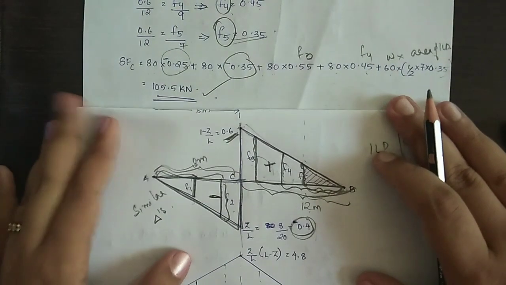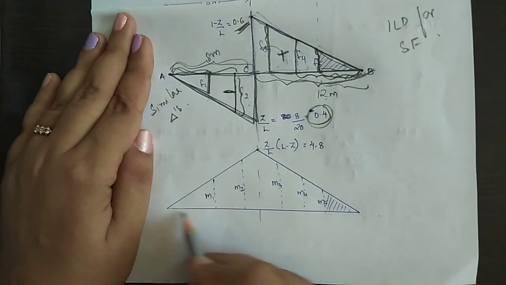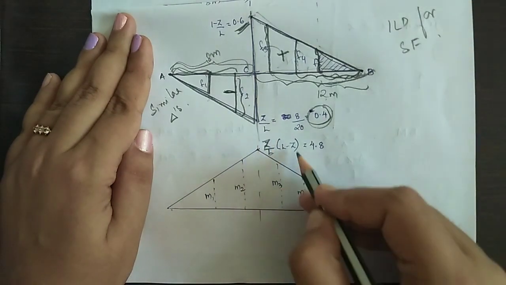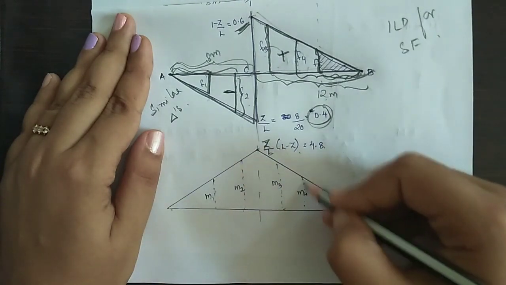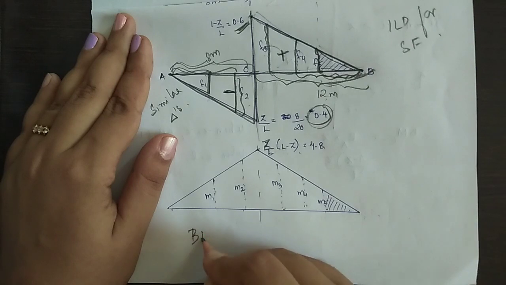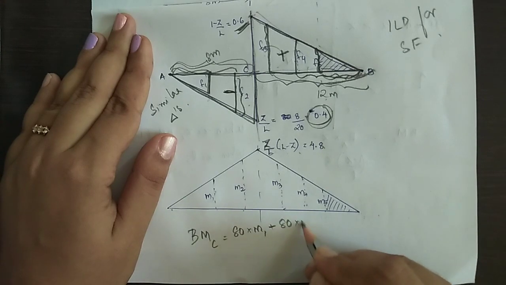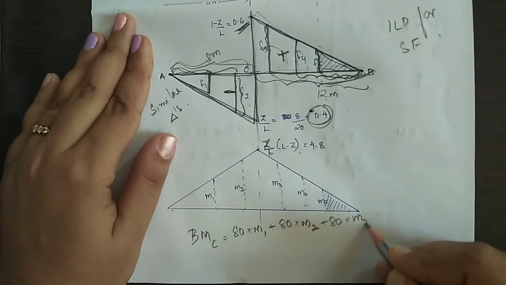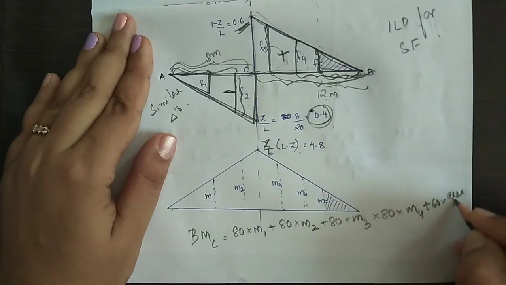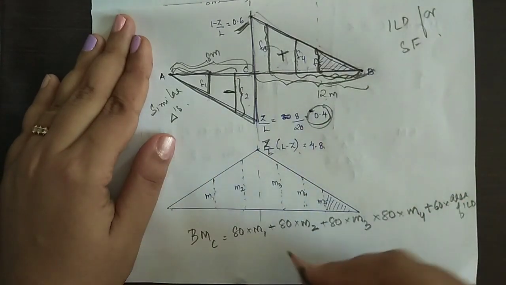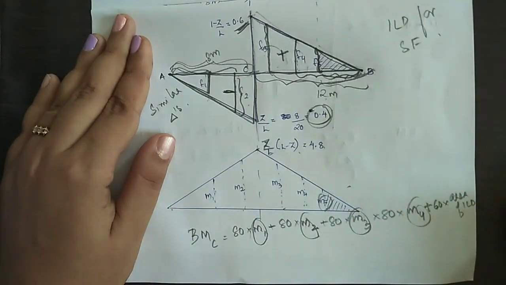Next is the ILD for bending moment. This is the plot for ILD for bending moment, and the equation is Z by L into L minus Z, which is 4.8. Draw lines corresponding to each load and mark it as M1, M2, M3, M4 and M5. Bending moment at C can be written as 80 into M1 plus 80 into M2 plus 80 into M3 plus 80 into M4 plus UDL into area of ILD for bending moment. These M1, M2, M3, M4 and M5 are all positive.